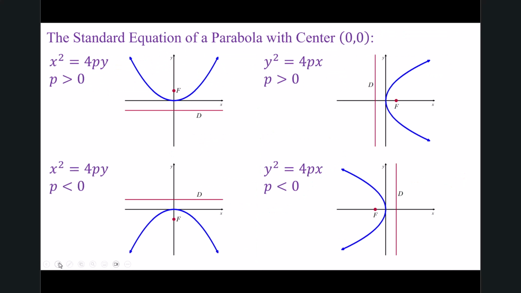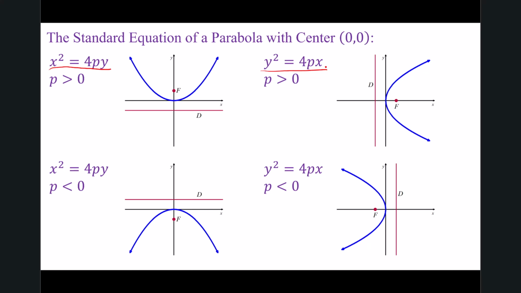The equation of a parabola with the center at 0, 0 looks like either x squared equals 4py or y squared equals 4px, where p we're going to call the focal length, but p is a directed length, so either in the positive direction or a negative direction.